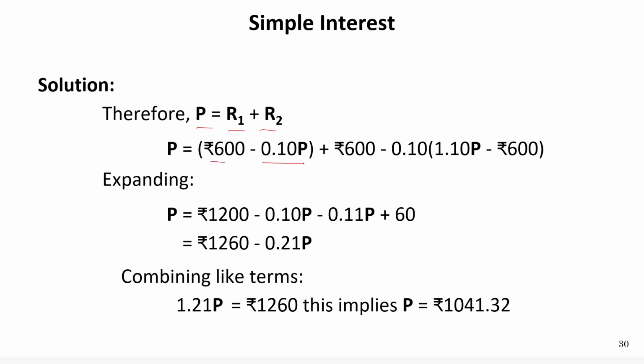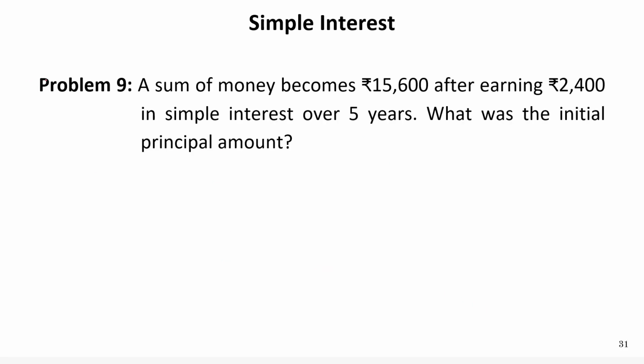So 600 minus 0.10p plus 600 minus 0.10 whole into 1.10p minus 600. That is the second principal component of the second repayment. So this will be this much amount, right? So expanding it further, what we are left with is P is equal to 1200 minus 0.10p minus 0.11p plus 60. So 1260 minus 0.21p. So combining like terms, 1.21p is equal to 1260. This implies that P is equal to 1041.3. So let's see problem number 9.